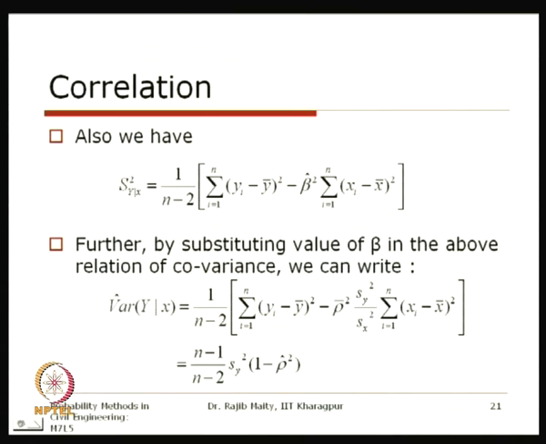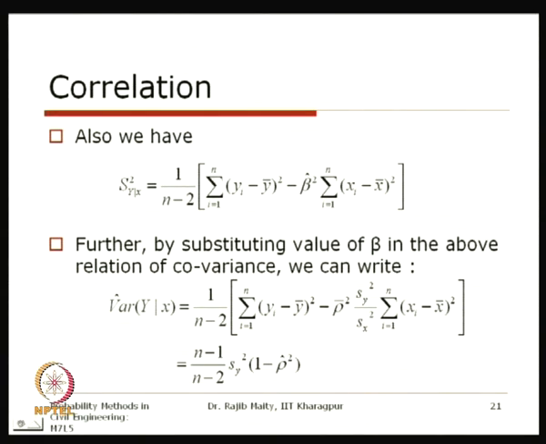Now, we have also seen that the conditional variance of y given x is equal to 1 by n minus 2, multiplied by the sum over i equals 1 to n of (y_i minus y bar) square, minus beta hat square times the sum over i equals 1 to n of (x_i minus x bar) square. This is the expression we saw in simple linear regression for the conditional variance.